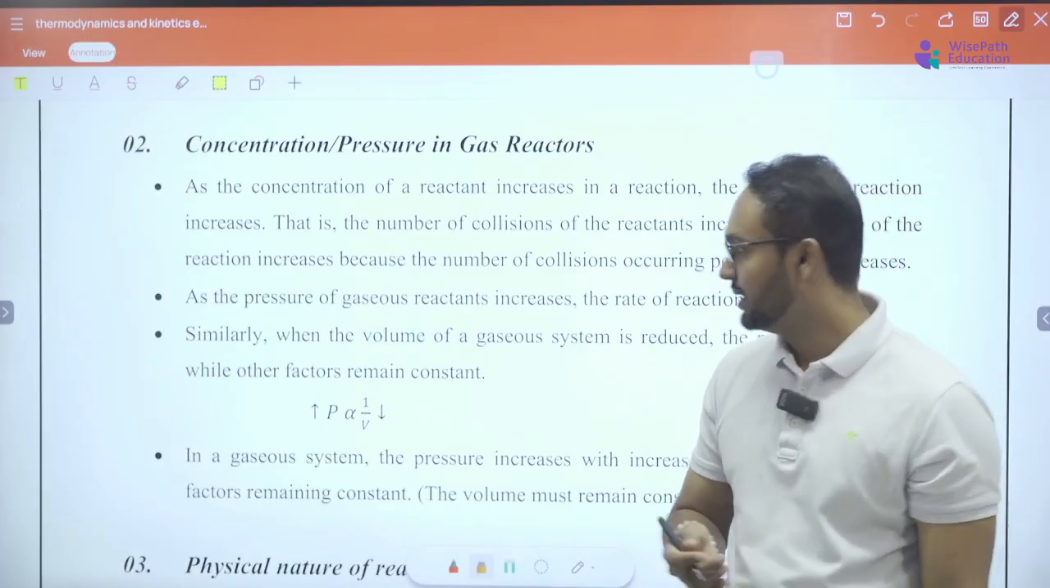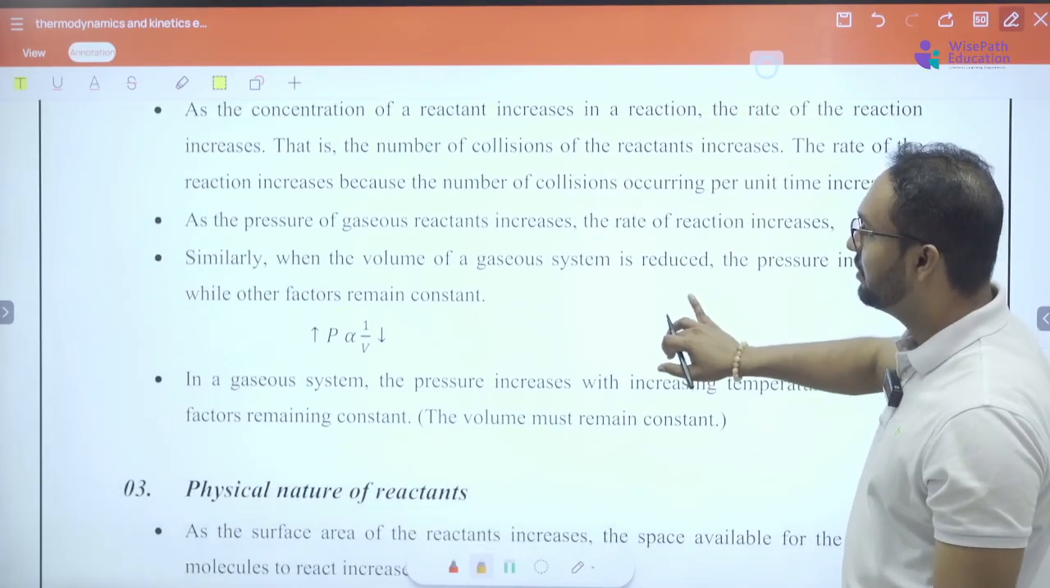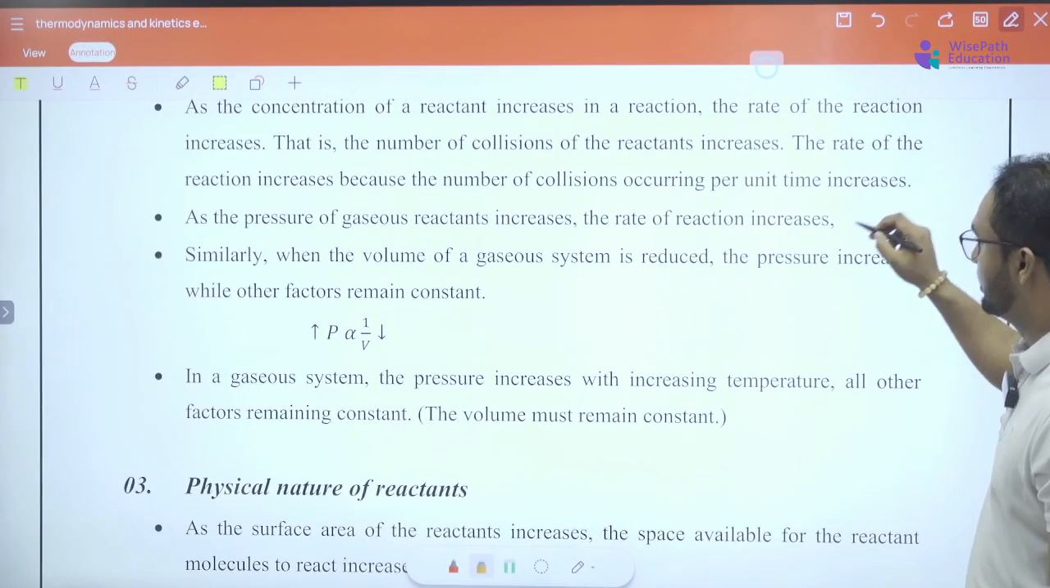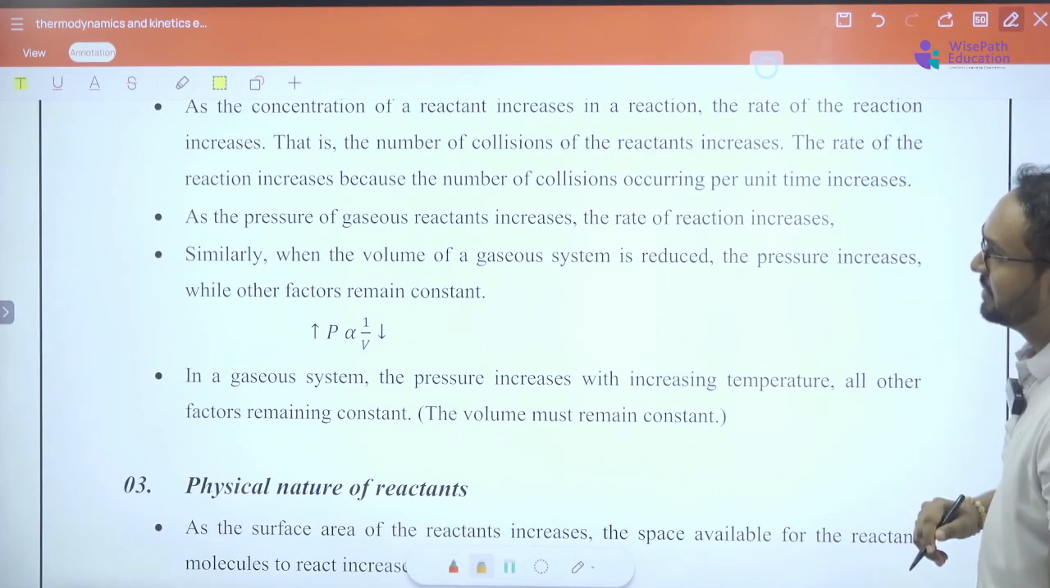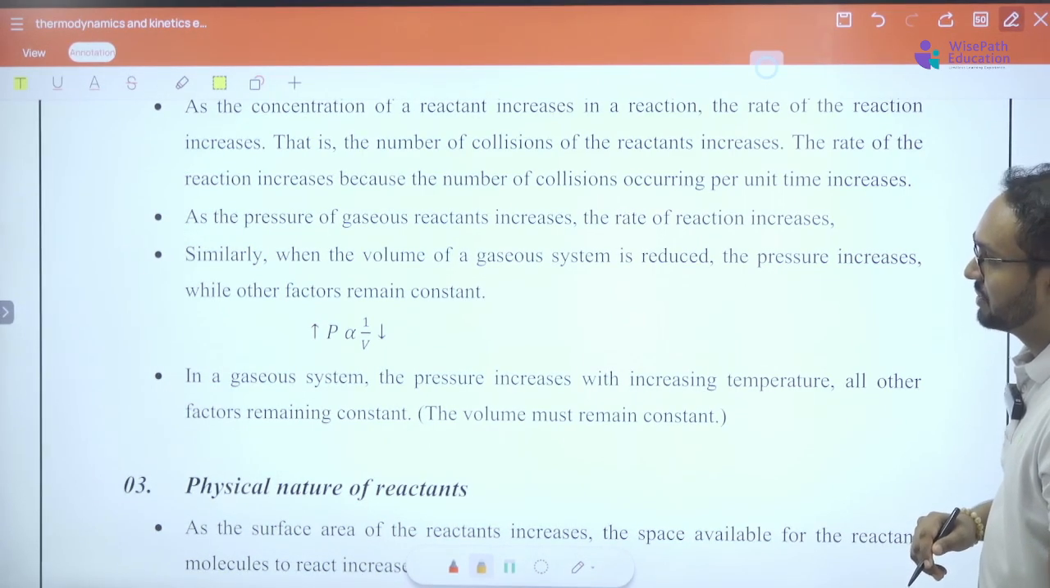Very simple theory, right? As the pressure of a gaseous reactant increases, the rate of reaction increases. Similarly, when the volume of a gaseous system is reduced, the pressure increases while the other factors remain constant.